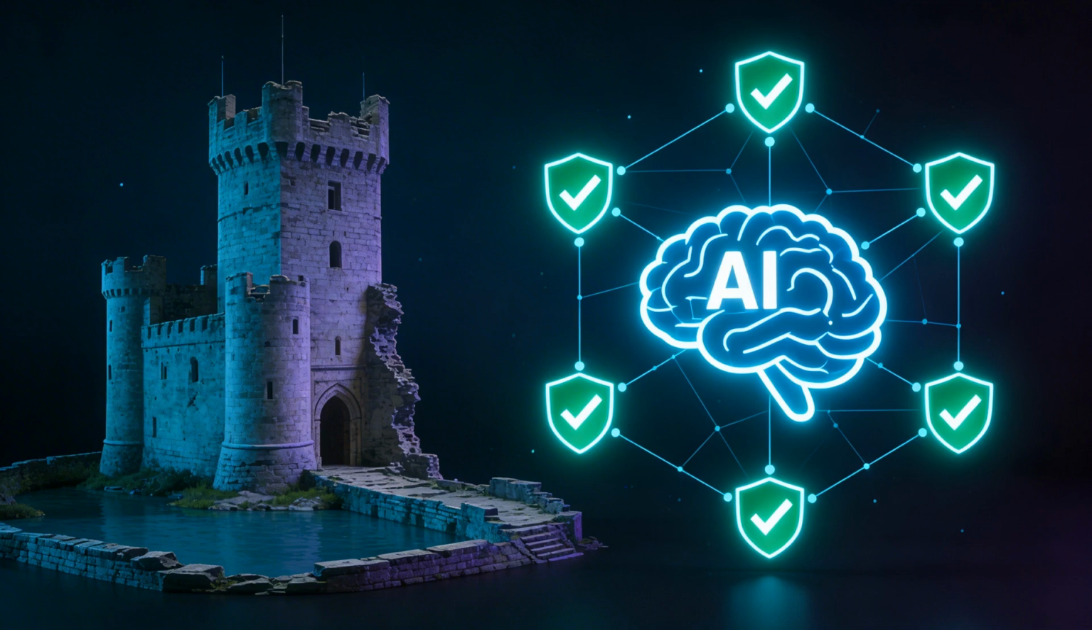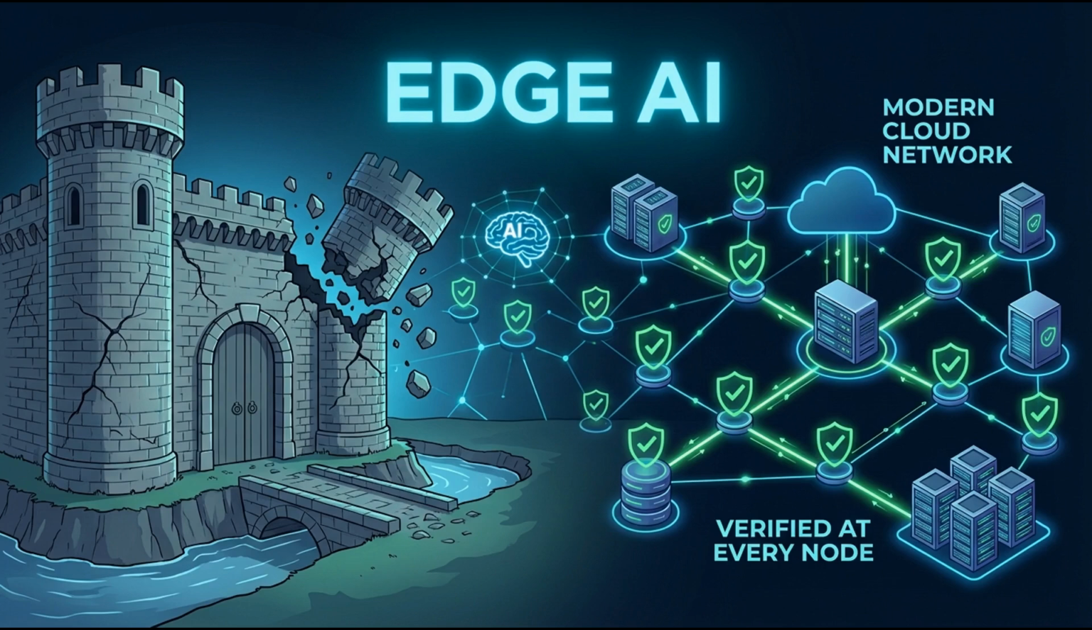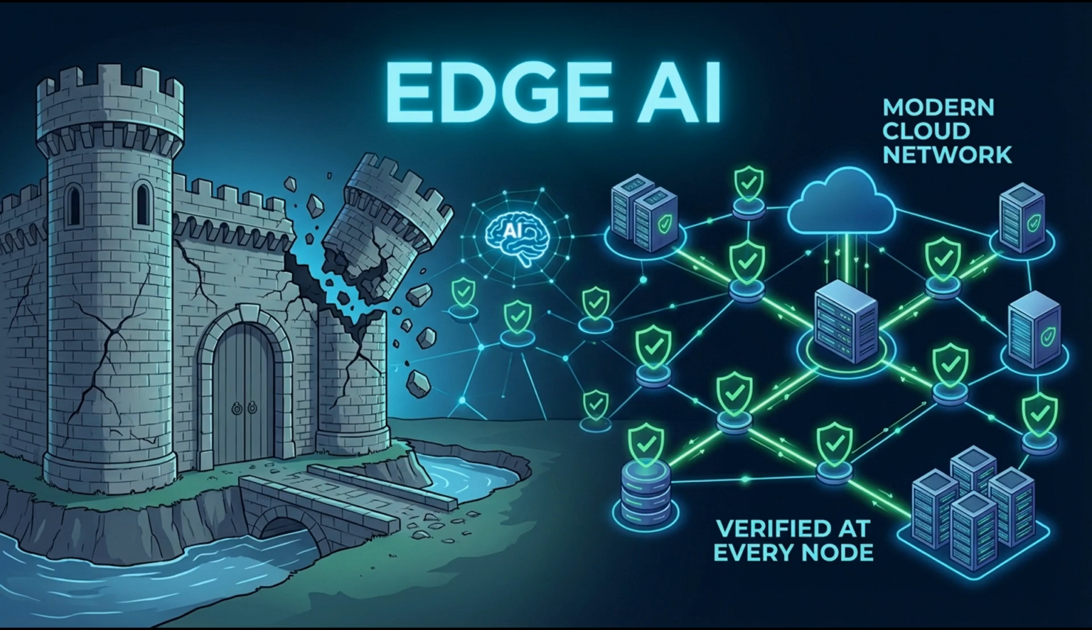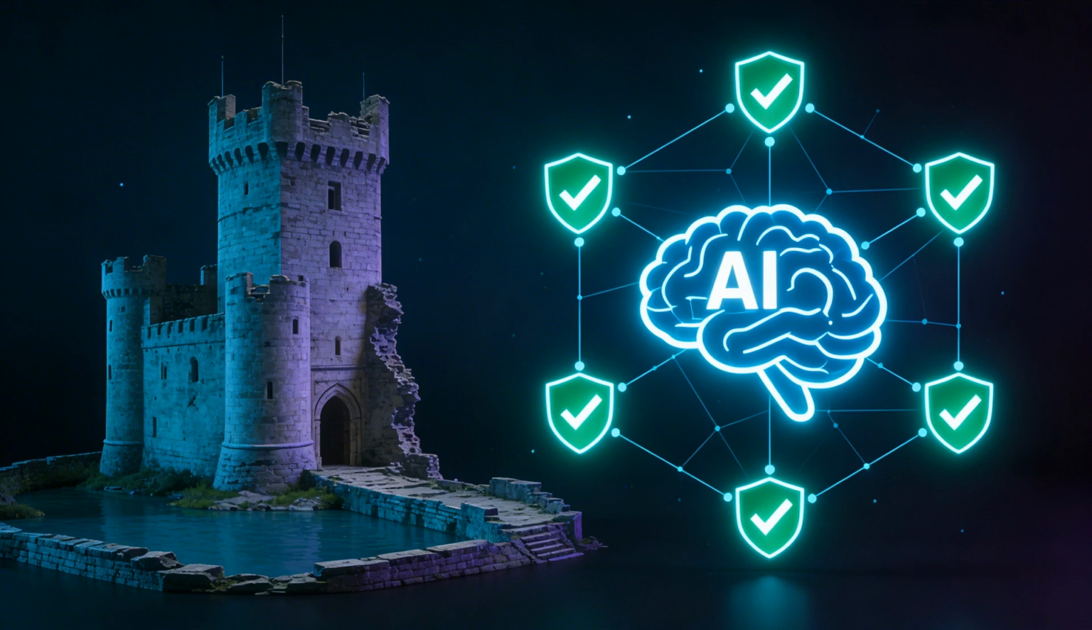Every time a user, device, or service tries to access a resource, it has to answer 3 questions. Who are you? What device are you on? Should you have access to this specific thing right now? If any answer is wrong, access is denied. It doesn't matter if you're the CEO sitting in the office.